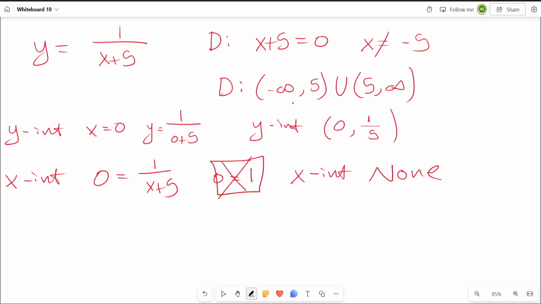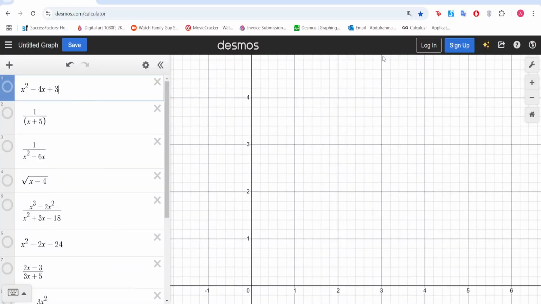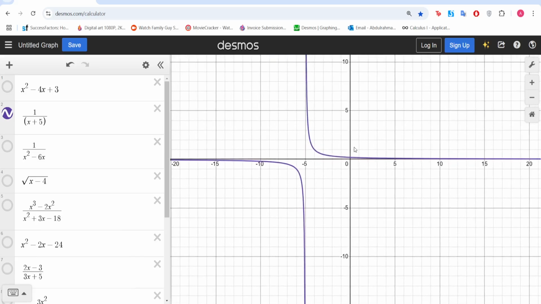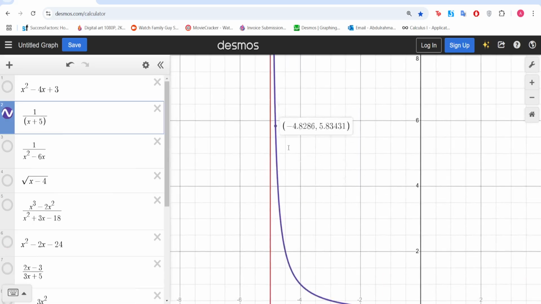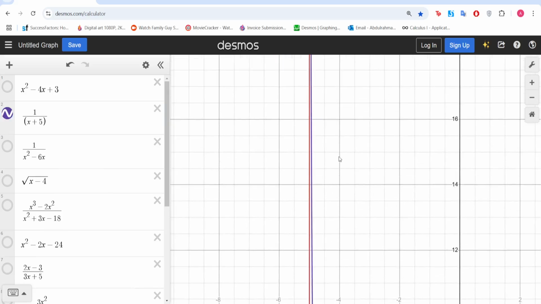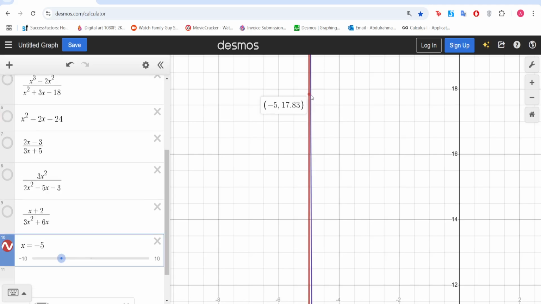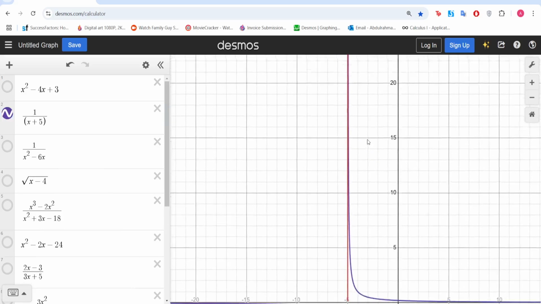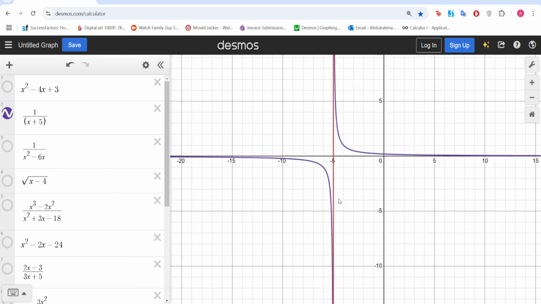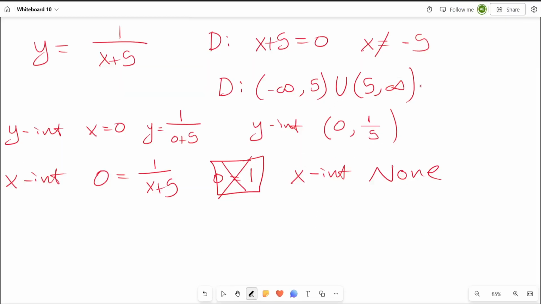Let's check our answer. First, the domain is everything except negative 5. So let's check that. As you can see, the domain is literally everything except negative 5. If we plot x equals negative 5, we will see this vertical line. Our graph is going to keep approaching it, keep getting super close to it, but it will never touch it. My x will never be negative 5 on my actual function, and it's the same in the other direction. Okay, so my domain is correct.